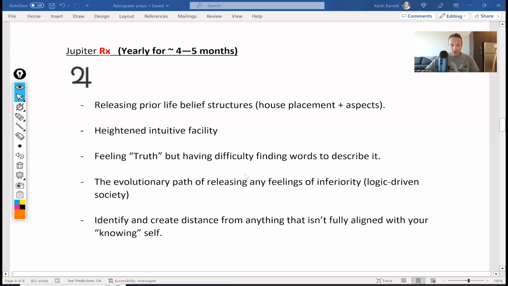Which brings us to Jupiter. Jupiter goes retrograde every year for about four or five months, so it's pretty common that it's in retrograde. People born under Jupiter retrograde are releasing prior life belief structures. So what sign is it in? What house is it in? What aspects is it making to other planets? That will give you more context in terms of where you're releasing belief structures from past lives, right?